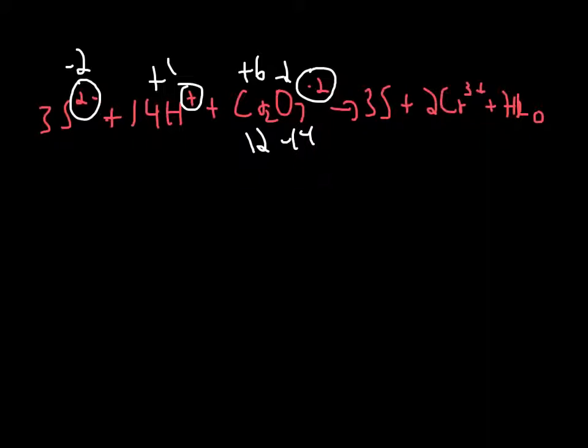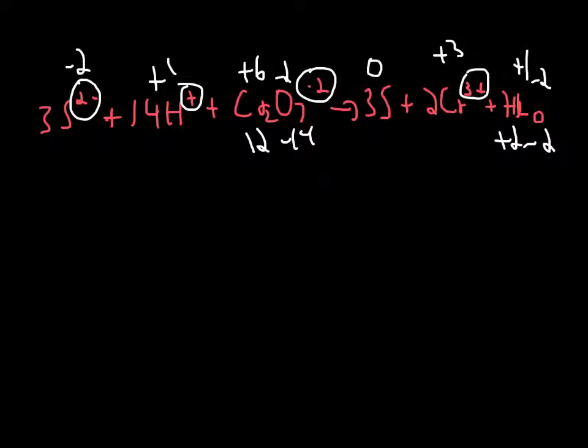So we have 3S, that's a free element, so this is 0. Cr3+, again, we know that's just going to be 3+. Then we have H2O. We have -2 here for the oxygen, so this has to be +2, and there's 2 of them, so it has to be +1 each.